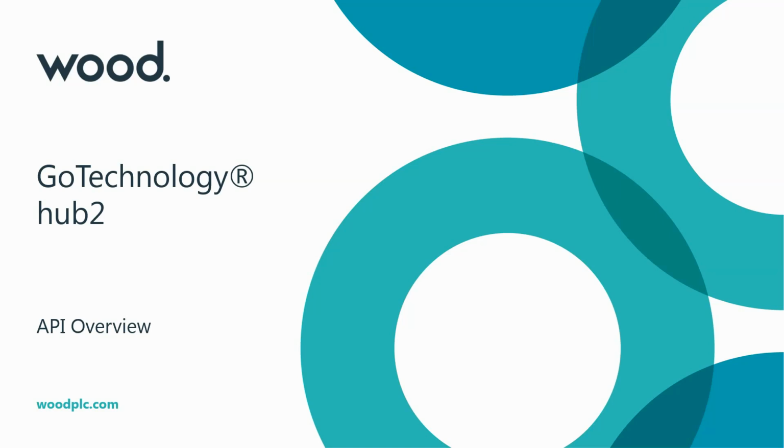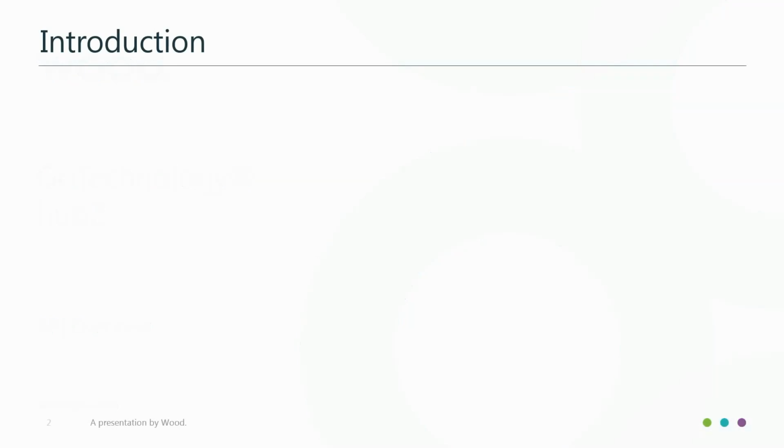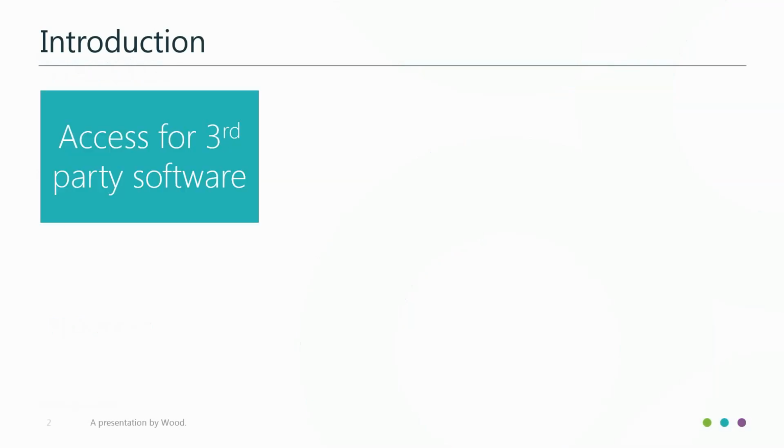So, let's start by answering the question, what is an API? API stands for Application Programming Interface, and all it means is that there's a way for two computer systems to communicate. So in hub2, it's a framework which we publish, which tells third-party developers how they can write software which can speak to ours using a common language that we both understand. So to use an analogy, it describes how to start the conversation, the kinds of things we can discuss, and also how we can be sure we're talking to the right person.